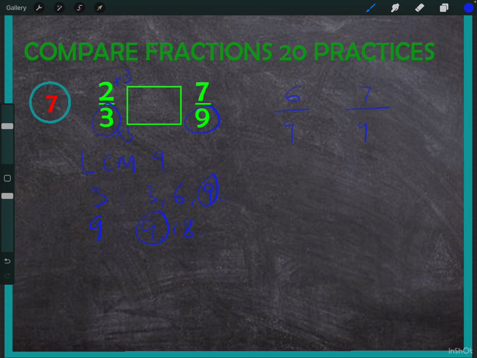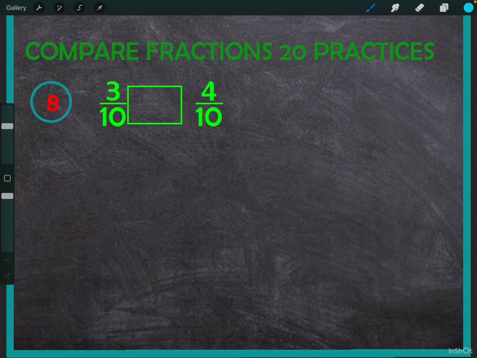To compare the two fractions with the same denominator, we only need to compare the two numerators. 7 is greater than 6, so 7 over 9 is greater than 6 over 9, or 7 over 9 is greater than 2 over 3.